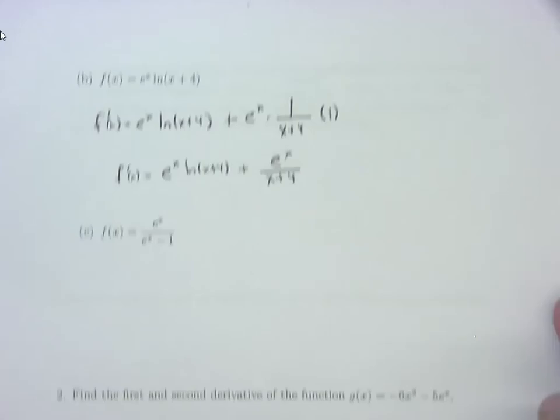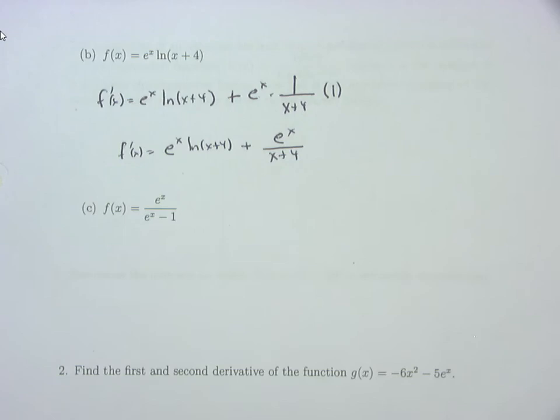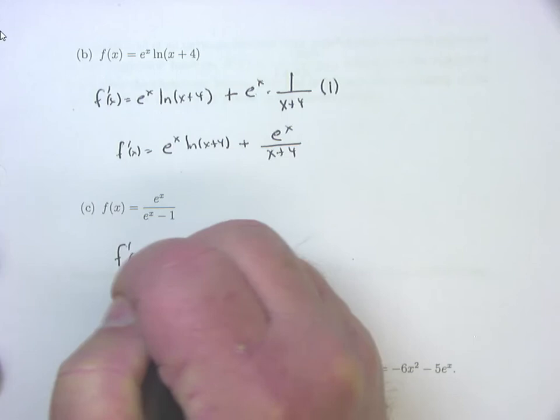And then let's do one more and then we'll call it a day here. F of x is equal to e to the x divided by e to the x minus 1. Okay? Well, clearly, it is a quotient. So we're going to use the quotient rule. Derivative of the top times the bottom minus the top times derivative of the bottom, all over the bottom squared.